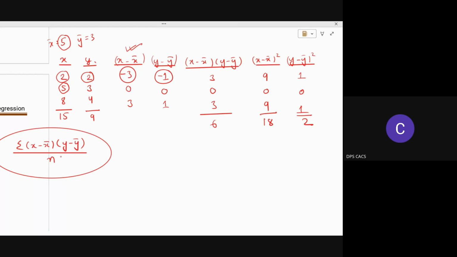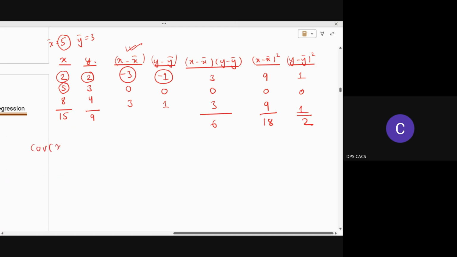If you are done with this, first step, find covariance. Formula of covariance: summation of x minus x bar into y minus y bar, divided by small n. That means 6 divided by 3. So the answer is 2. Not the final answer, but covariance xy is 2.